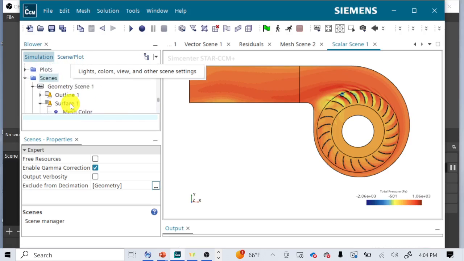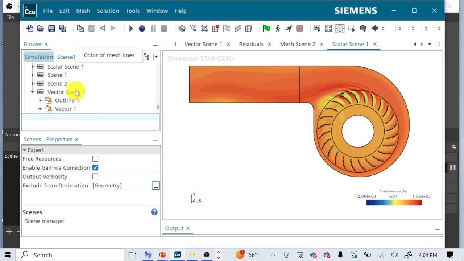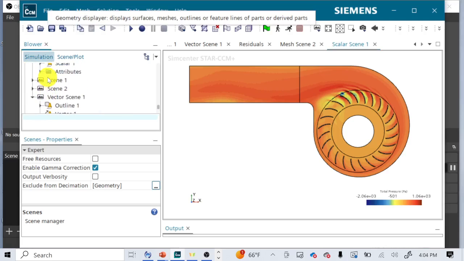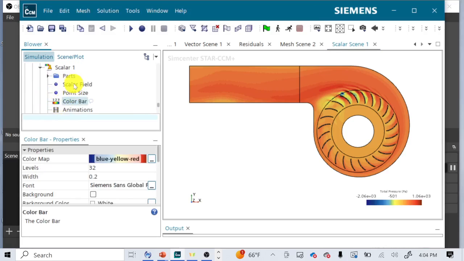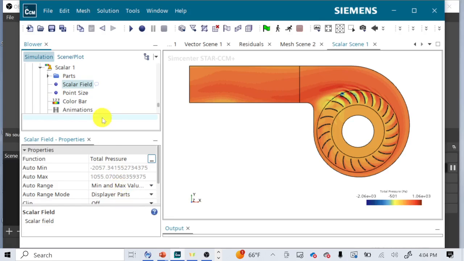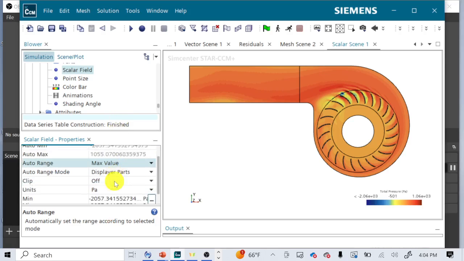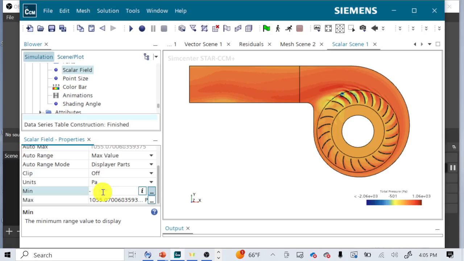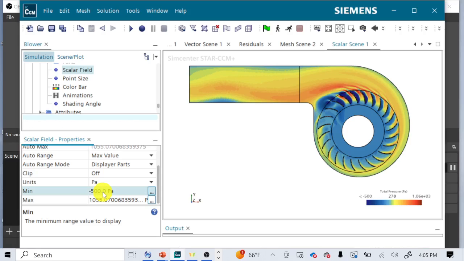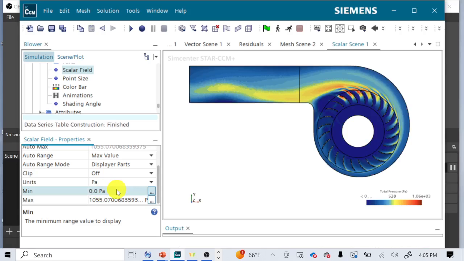It is significant. So where is my scalar scene? Scalar scene 1 probably. Yeah, scalar scene 1. So if we look at the scalar field, clip is off. So let's go ahead and look at like negative 500 instead. There we go. That's a lot clearer. The flow came in at, I don't know, it looks like about negative 250 pascals. Or maybe that's just 0. It's hard to tell. Let's just make this 0 and see what it looks like. It came in at about 0 pascals, which is the boundary condition we gave it.